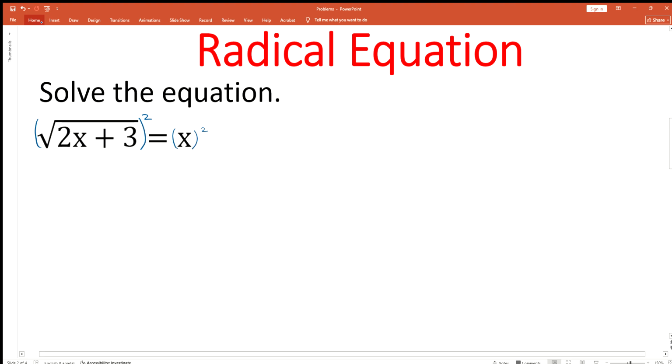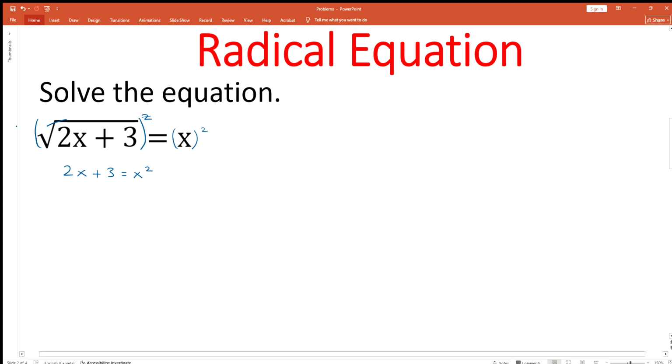On the left side, the square root and the square will cancel each other out. And on the right side, we get x squared. This is a quadratic equation. We have to solve this quadratic equation to find the value of x.